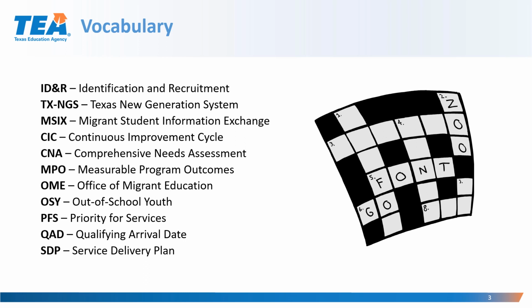TX-NGS, which is Texas New Generation System, MSIX is Migrant Student Information Exchange, CIC, which is Continuous Improvement Cycle, CNA is Comprehensive Needs Assessment, MPO is Measurable Program Outcomes, OME, Office of Migrant Education, OSY, Out of School Youth, PFS is Priority for Services, QAD is Qualifying Arrival Date, and SDP is Service Delivery Plan.